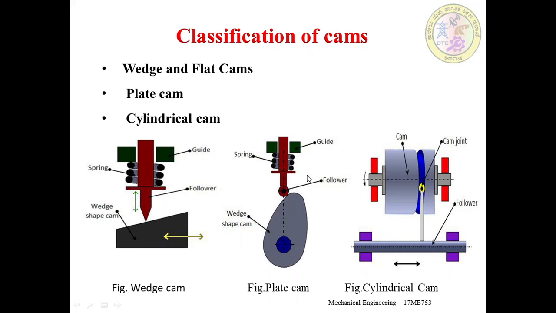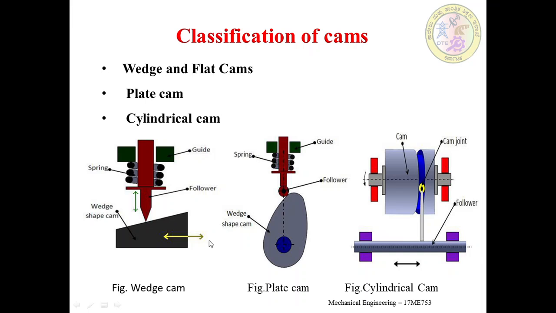A wedge cam has a wedge of specified contour and has translatory motion. The follower can either translate or oscillate. A spring is used to maintain the contact between the cam and the follower. Here the figure shows a wedge cam. This is a typical arrangement of a wedge cam. This is the cam, this is the wedge shape, this is the movement in translatory motion, and this is the follower being used.